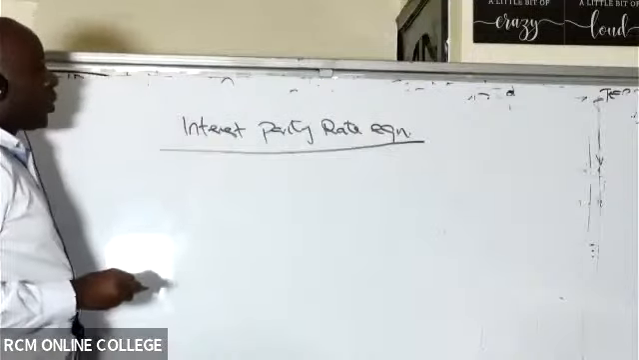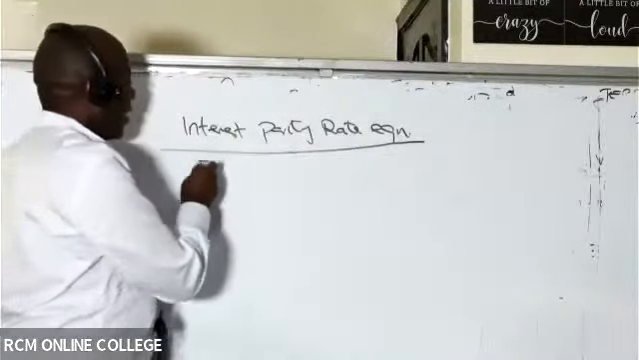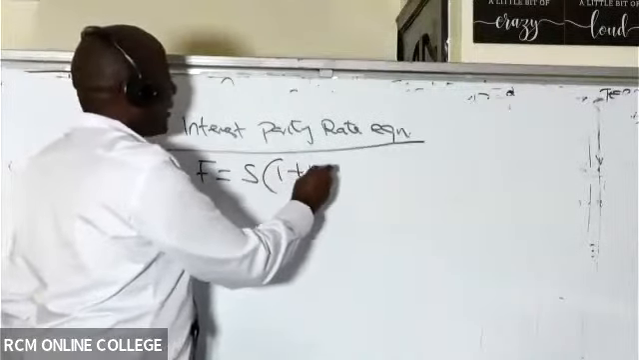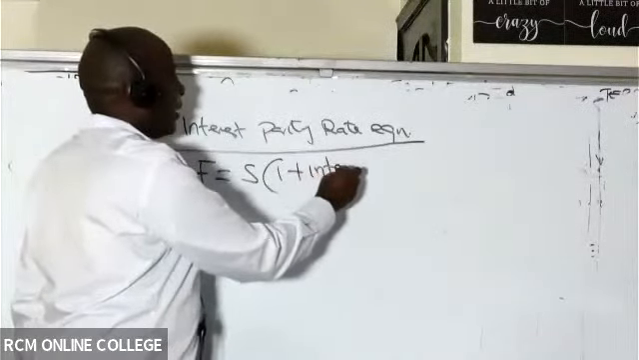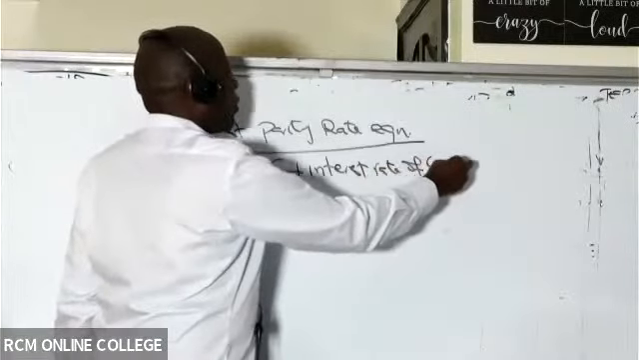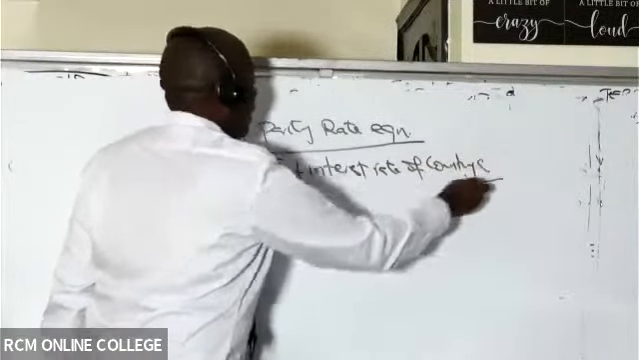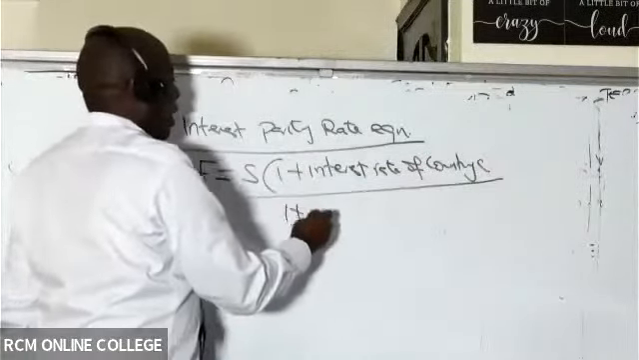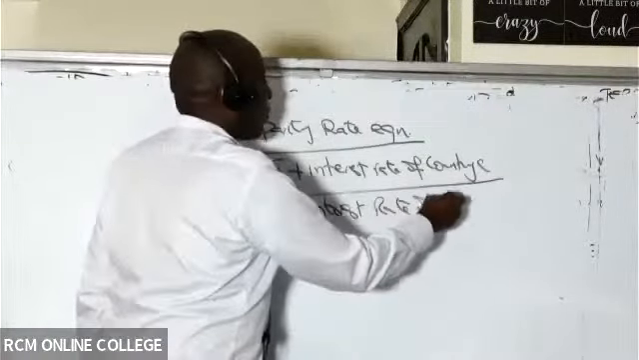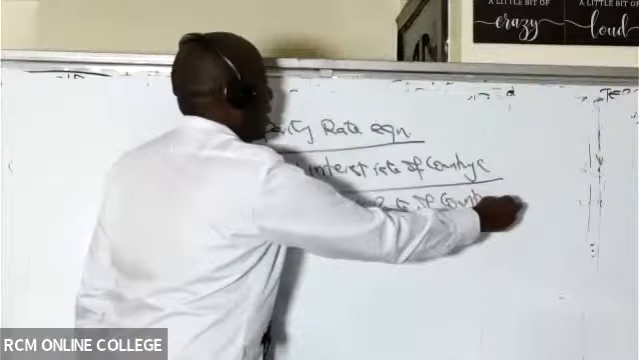So why I came here tonight is to sell to you something very easy. It's called the interest rate parity model, the interest rate parity equation. So we normally say that F equals S into 1 plus interest rate of country C all over 1 plus interest rate of country B.